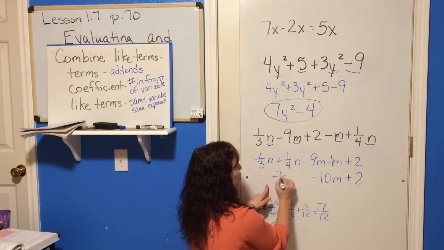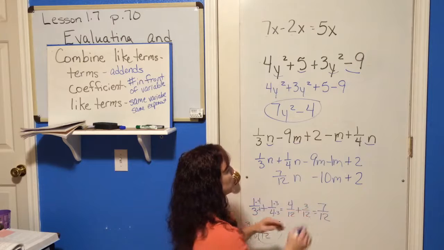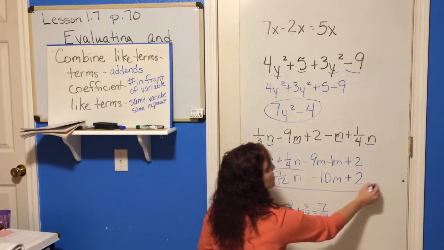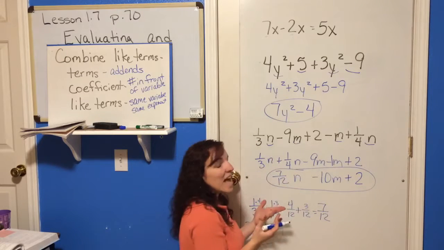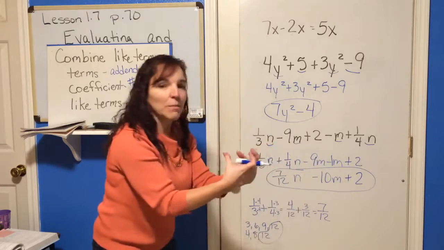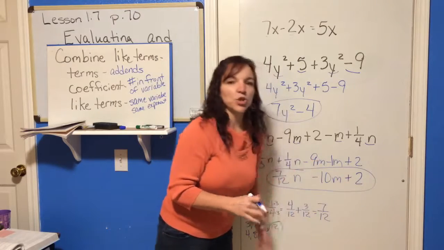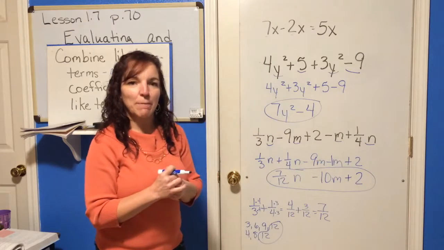So we have 7/12 n minus 10m plus 2, and because those are all different terms now, we're finished. Even though it doesn't look finished because we haven't combined them all together, we can't, because an n and an m and a constant term are all different terms, so they can't be combined.